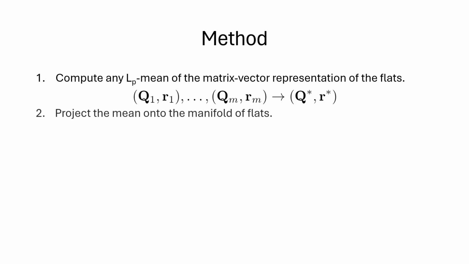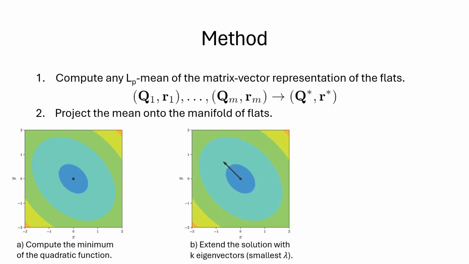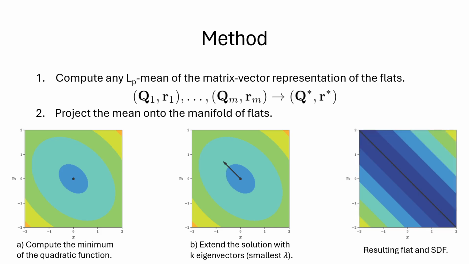Then, we project the result of the first step onto the manifold of flats, by first computing the minimum of the quadratic function that will be an element of the new flat. This is done by just solving a linear system. Then, we extend the point by the span of the eigenvectors of the matrix Q corresponding to the smallest k eigenvalues. The dimension of the output flat that is given by the parameter k can be chosen by the user. The entire method consists of just matrix and vector summation, the diagonalization of a matrix, and a linear system that can be efficiently solved due to the diagonalization that is done before.